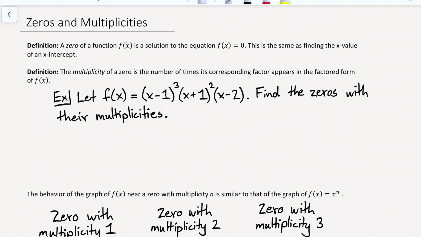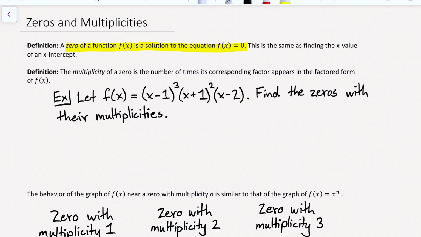In this video, I would like to discuss the multiplicity of a zero for a given function and talk about how this information can help us sketch the graph of polynomial functions. So a zero of a function is simply a solution to the equation f of x equals 0. You could imagine taking a polynomial, setting it equal to 0, and solving for x. If you think about it, that's the same as finding an x-intercept, or the x value of an x-intercept.